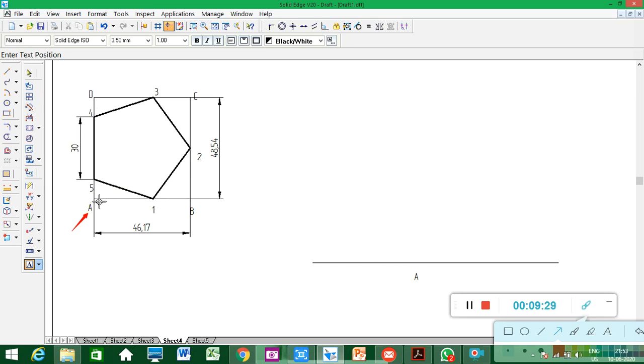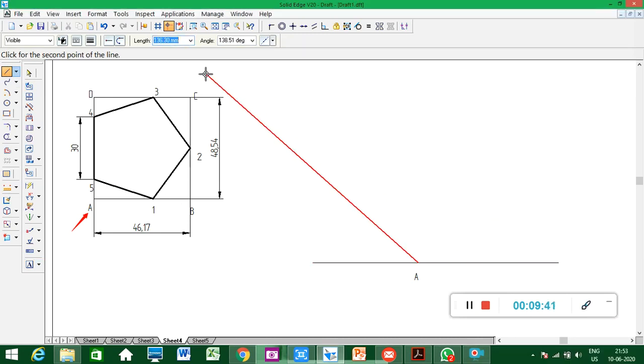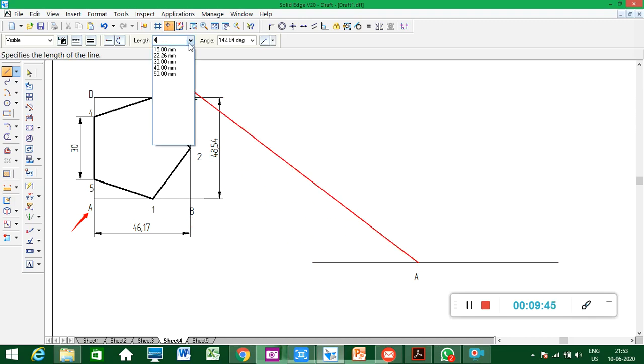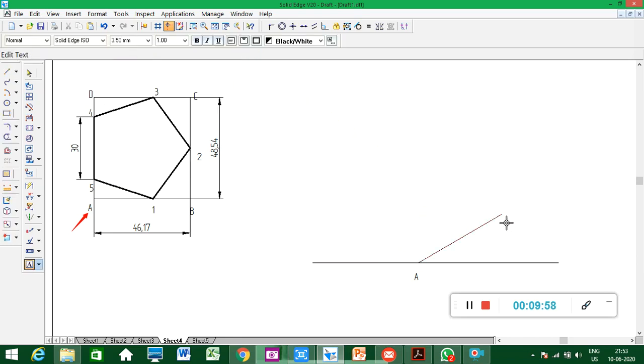So AB is how much? 46.17. I'll draw a line. Take one point. What angle will I draw? Isometric angle. Sorry, I'll remove this part. So I'll draw here, length 46.17. I'll draw at isometric angle, 30 degrees. Draw this line. Next, this becomes your B.